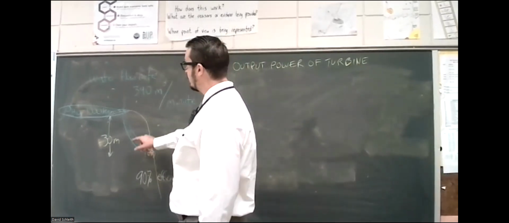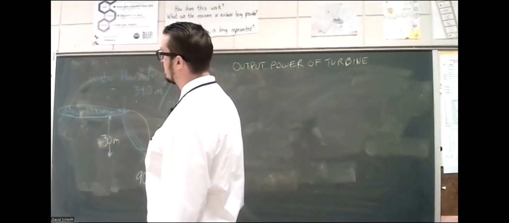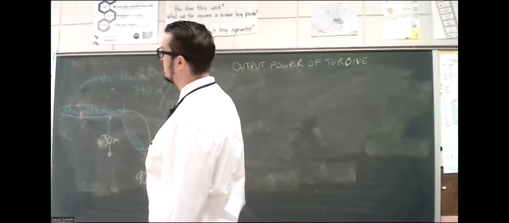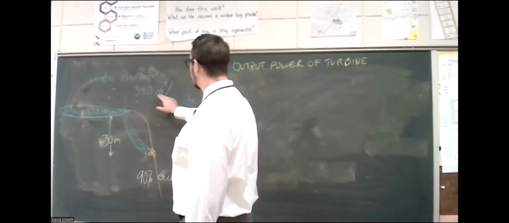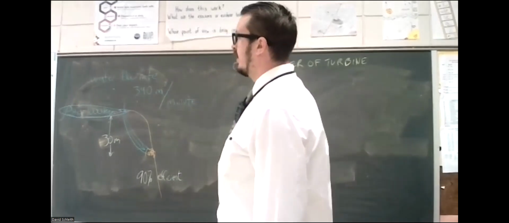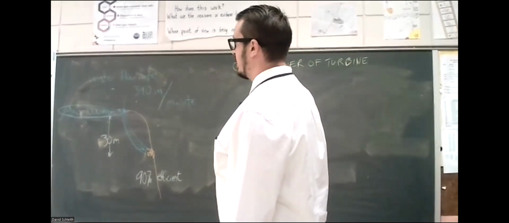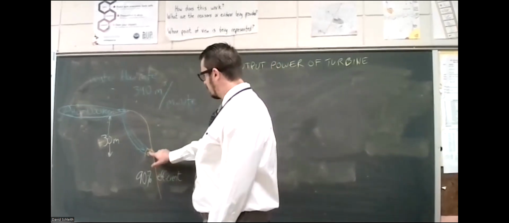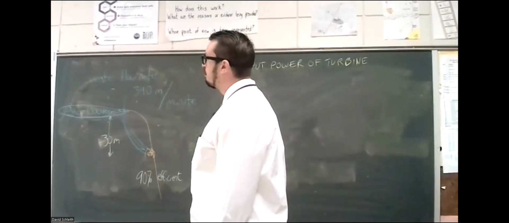In this work example, we're taking a look at a turbine at a hydroelectric power station that is situated 30 meters below the level of the surface of a large lake. The water passes through the turbine at a rate of 340 cubic meters per minute. The overall efficiency of the turbine and generator system is 90%, so the turbine here is 90% efficient.